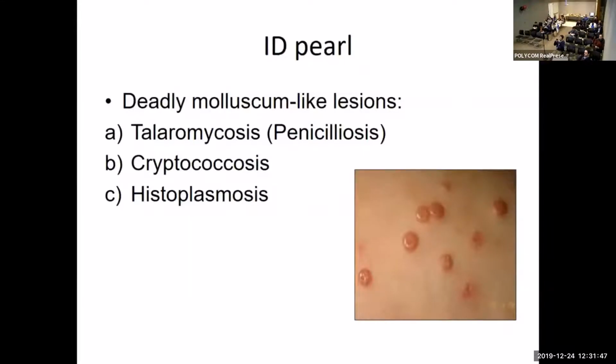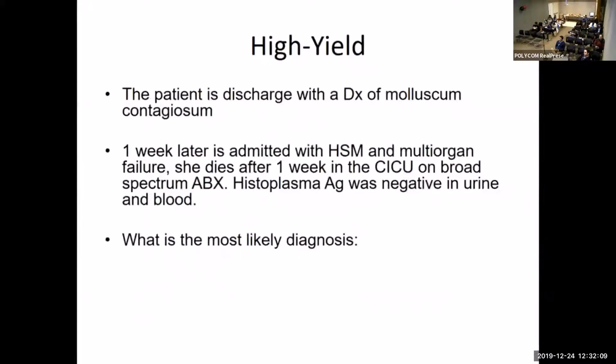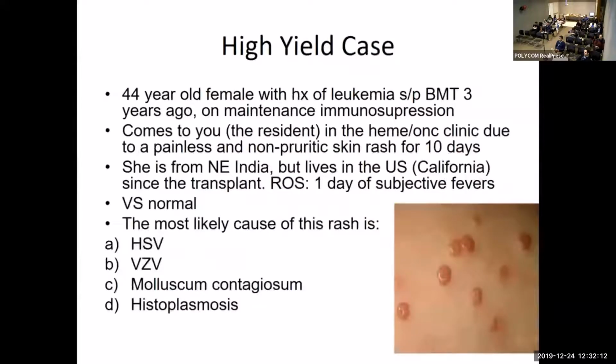The other things you should know are cryptococcosis, but usually when you have skin findings you will also have meningitis or pulmonary cryptococcus, and histoplasmosis, which also presents with lung symptoms. You can have CNS and also skin involvement. The key in this case was that the patient presented with subjective fevers. So guys, even if the patient doesn't have a fever at the moment you see them, if an immunocompromised patient tells you they have a fever, you need to pay attention to it.